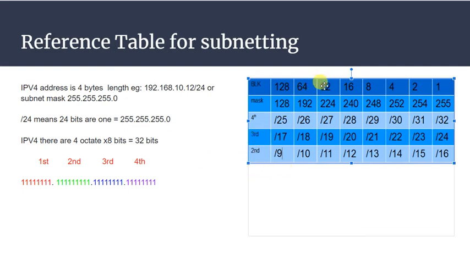So this is how this table will be very useful when you are solving the problems in the subsequent slides. I hope you understood the table. The top values represent the block size, because if you have bit 1 here, it's 128, 64 and so on as block sizes. These are the possible masks, and then this is the slash notation corresponding to the octet if it is 128.